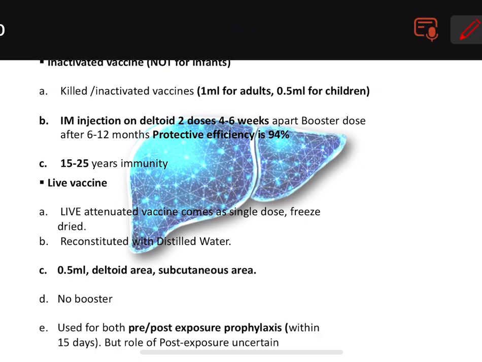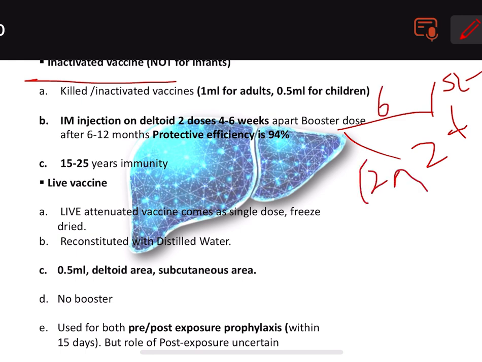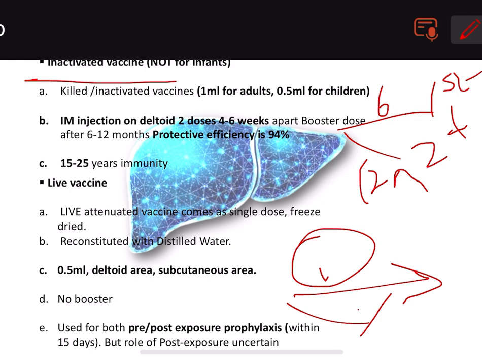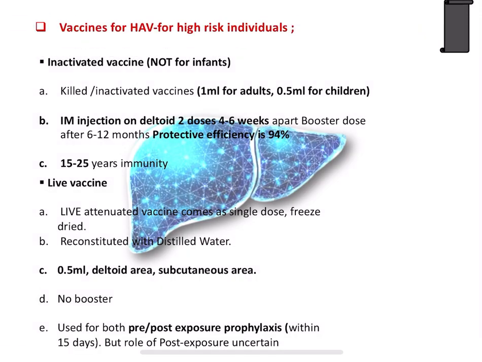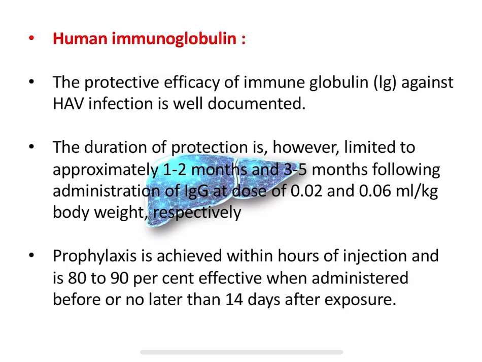The inactivated vaccine wanted 2 doses, the primary dose and the secondary dose 6 to 12 months apart, whereas here there is only one single dose and no booster dose. The live vaccine is used for both pre and post exposure prophylaxis within 15 days. Post exposure within 15 days it can be found to be effective, but the role of post exposure is still uncertain.